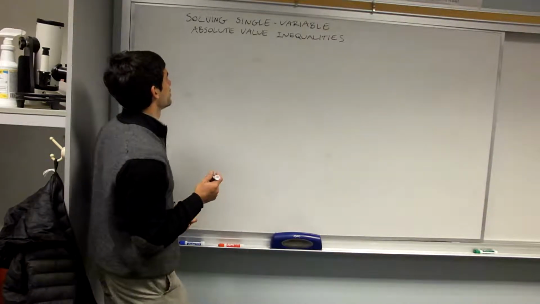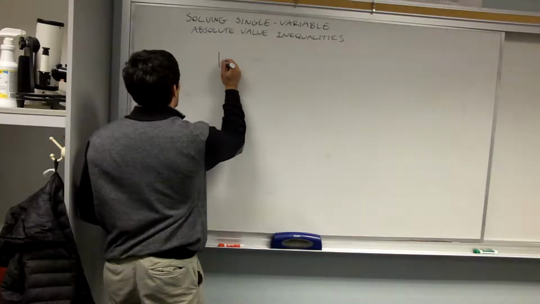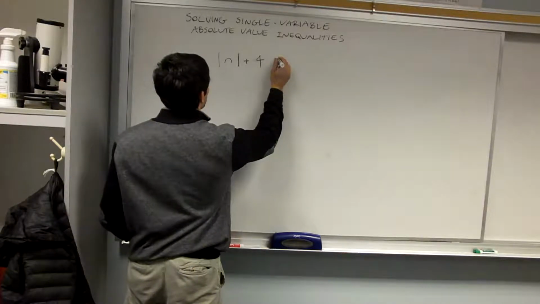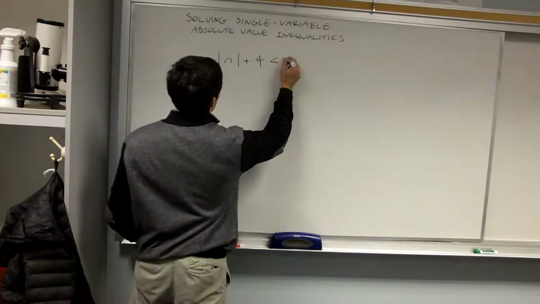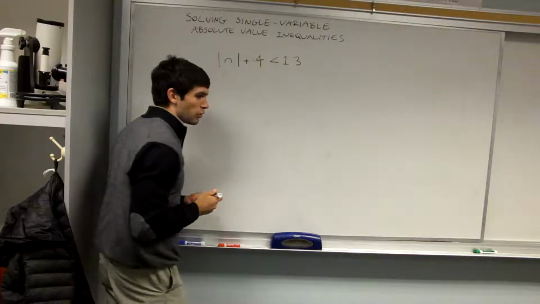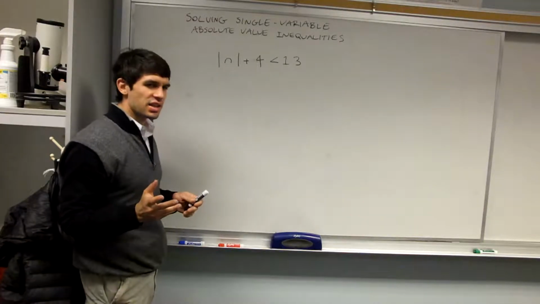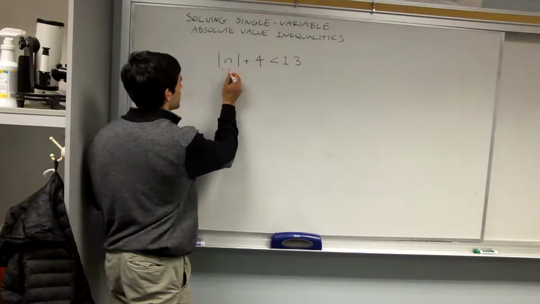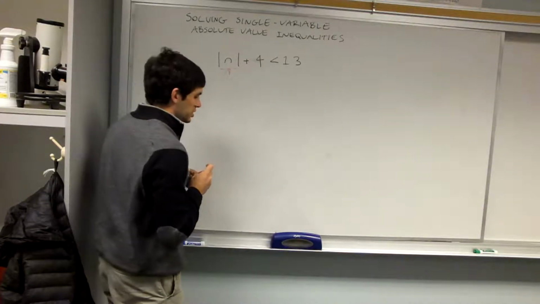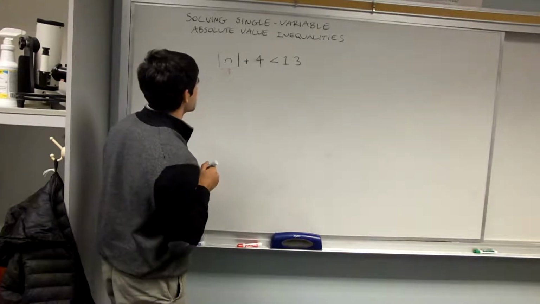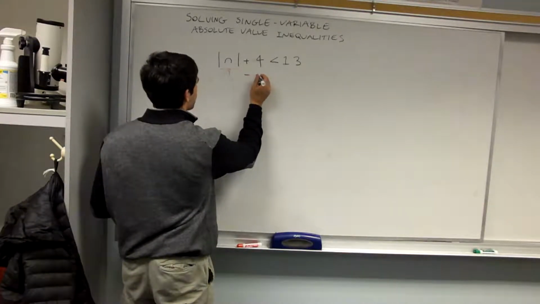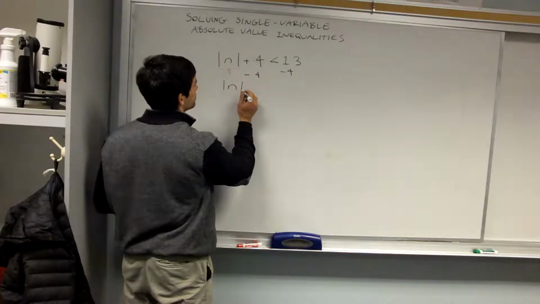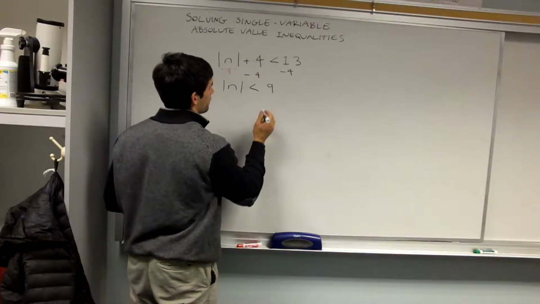So let's start with a pretty simple example. We'll do absolute value of n plus 4 is less than 13. So our first step, just like when we were solving equations, is that we want to isolate the absolute value term. So in order to do this, we're going to want to subtract 4 from each side, and we'll get absolute value of n is less than 9.